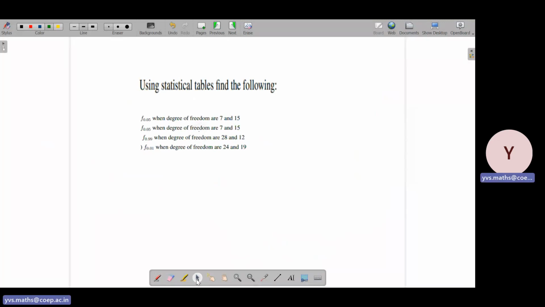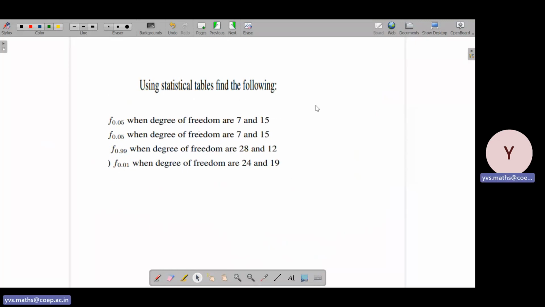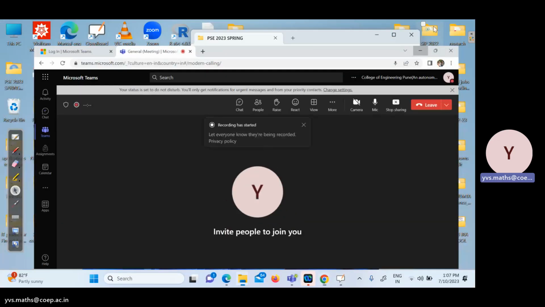Okay, so let me just expand this window so that it is visible properly. Now this first example is asking you to find the value of F statistic, F with suffix 0.05, when degrees of freedom are 7 and 50. So using statistical tables, you have to solve this first example. Let us see how you will solve this example. Let me go to the desktop and open my statistical table.